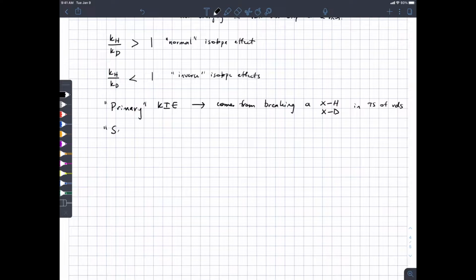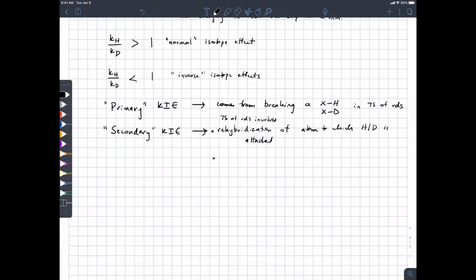Second, you'll hear people talk about secondary kinetic isotope effects. And this comes from not breaking of a bond involving that hydrogen or deuterium, but this involves rehybridization of an atom to which hydrogen versus deuterium is attached. Transition state of rate determining step involves rehybridization of the atom to which hydrogen or deuterium is attached.